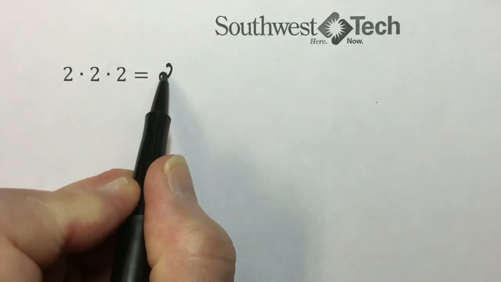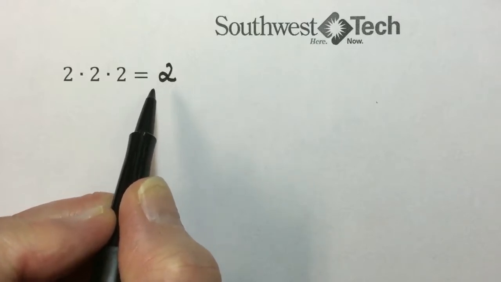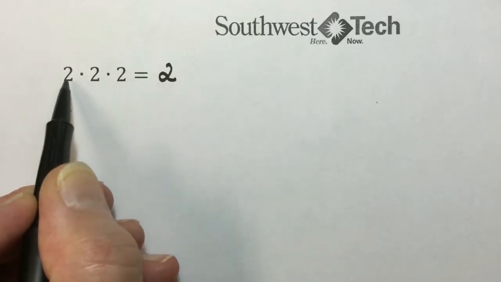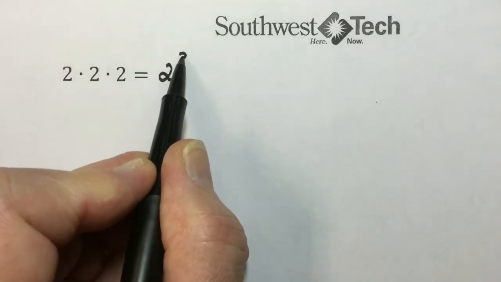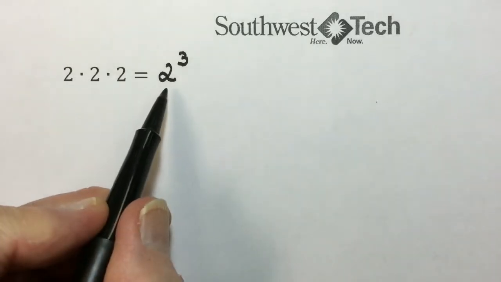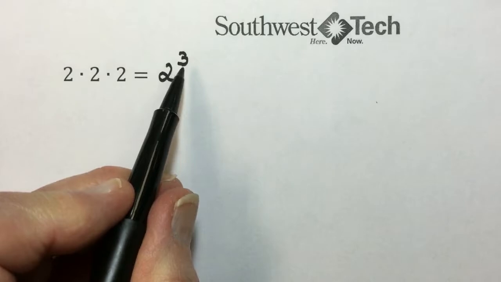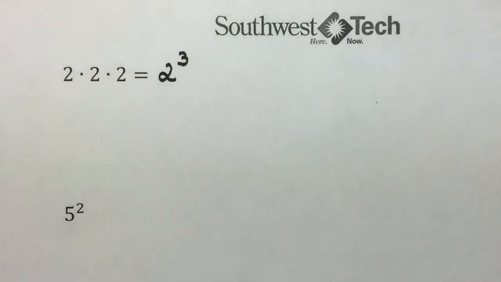So for this example, I am going to write the base 2, which is repeated here, to the power of 3. We would read this as 2 to the power of 3, or simply 2 to the third. The number, again, 2, is called the base, and 3 is called the exponent.